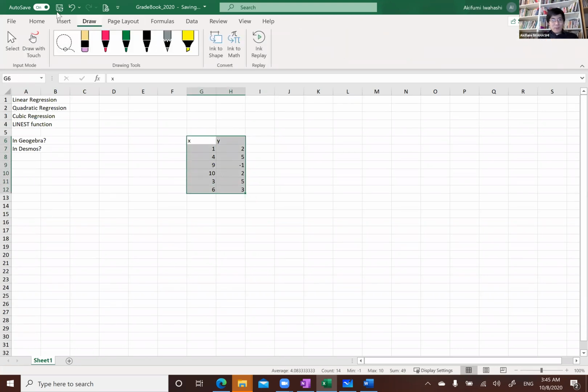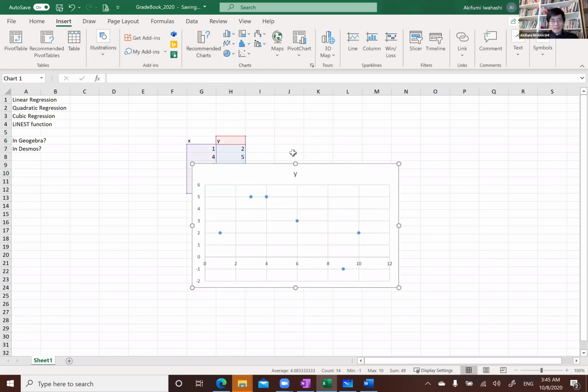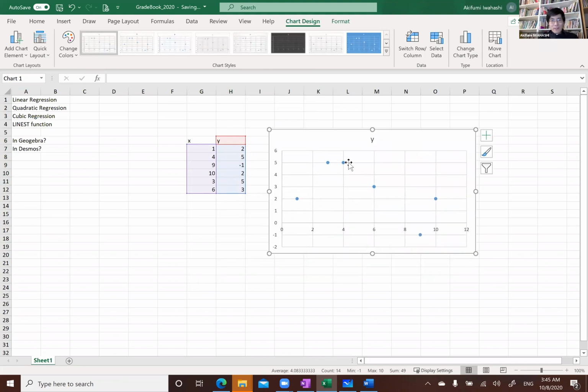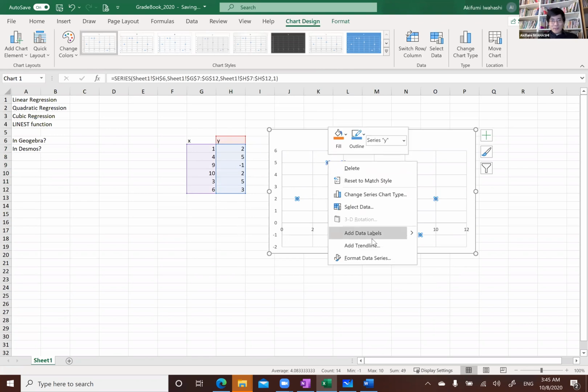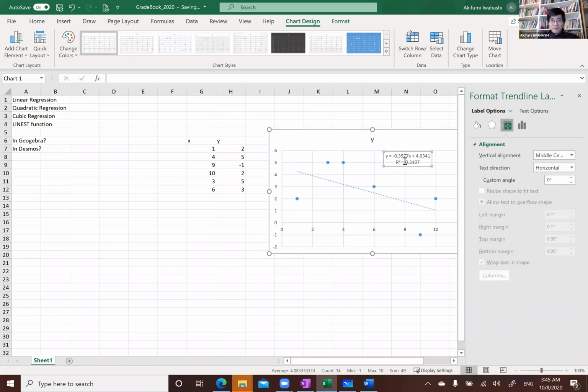So go to Insert and draw the scatter plot like this. To find the line of best fit, right click on this and add the trendline. And here, this line is the line of best fit, or the best linear regression line. To show the equation of the line, you can mark the choice "display equation on chart". And you can also find the R-square value by clicking this. Okay, so this is the best line possible.